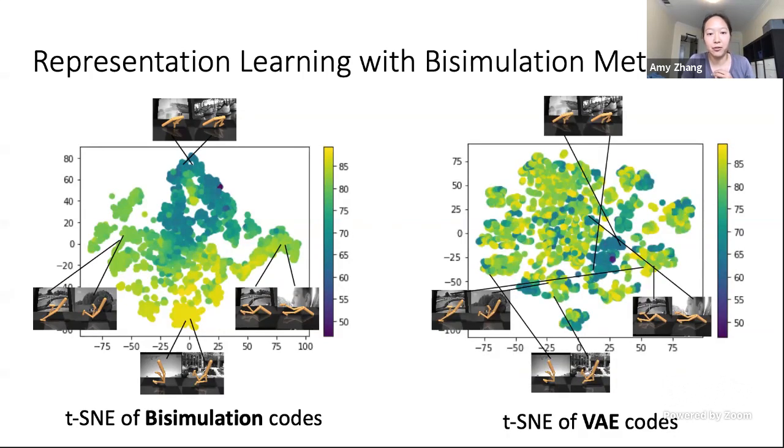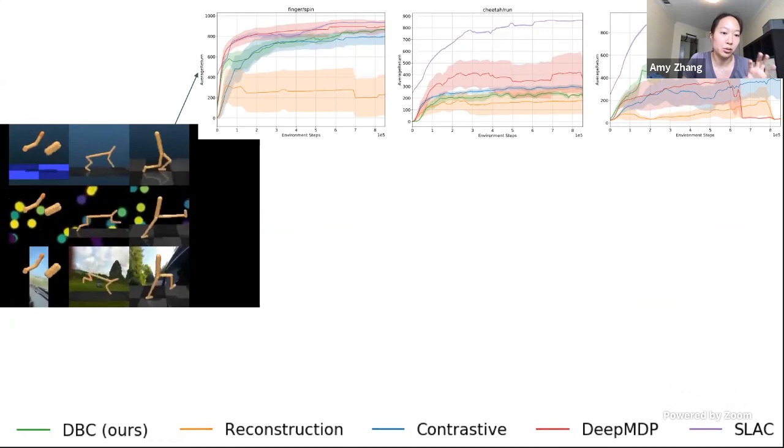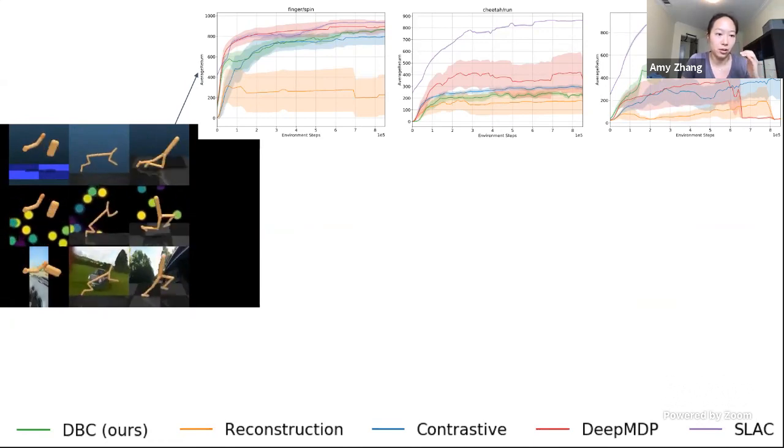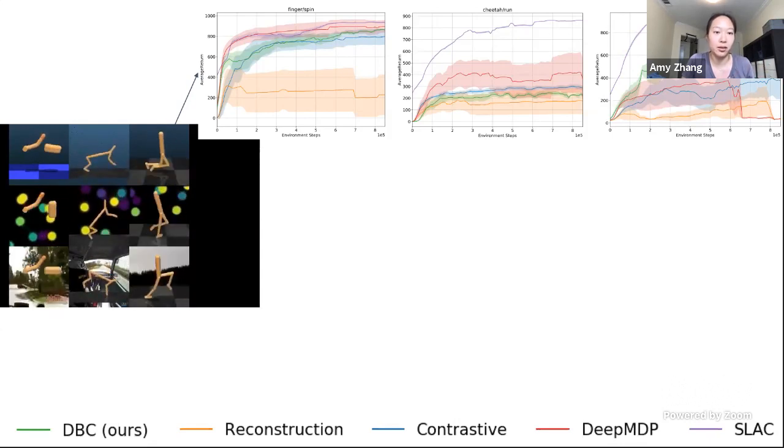In comparison, if we look at a t-SNE of the same observations but with a latent representation trained with a VAE, we see that those same data points no longer map close together. So the VAE is basically completely ignoring the relevant information here, which is just the agent position. Here on the left, we also have videos of the policies trained with soft actor critic with our method.